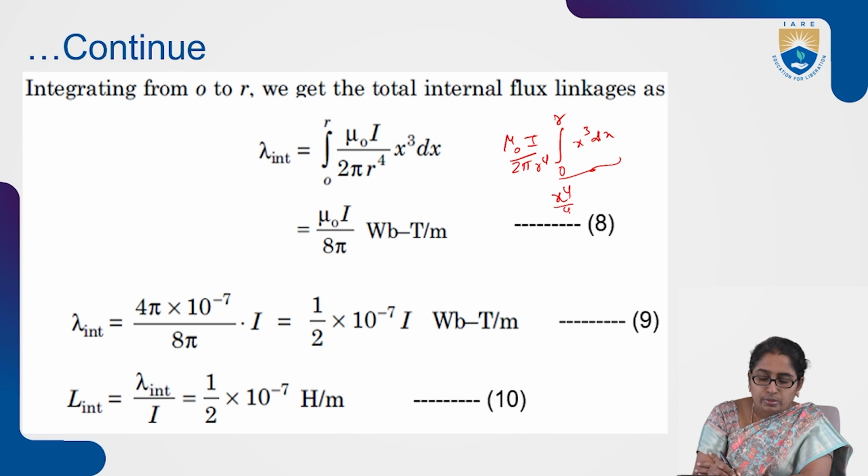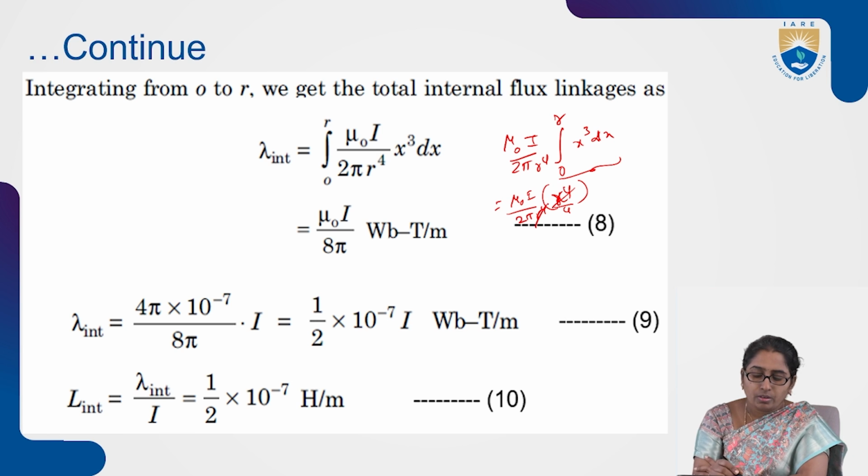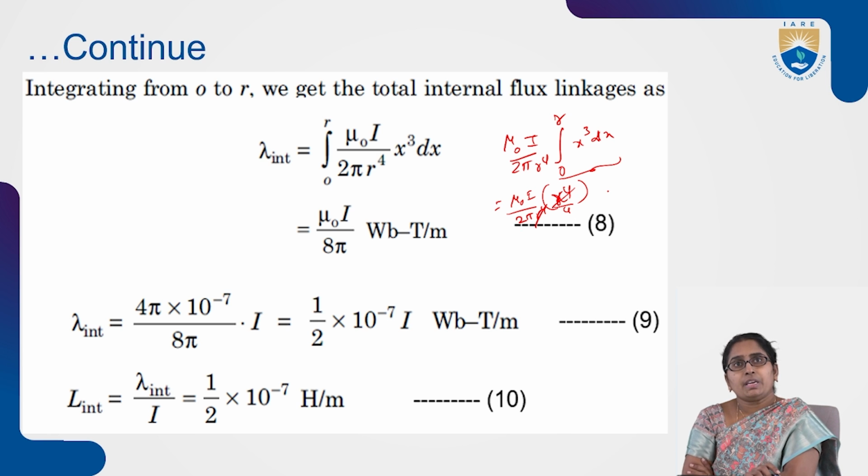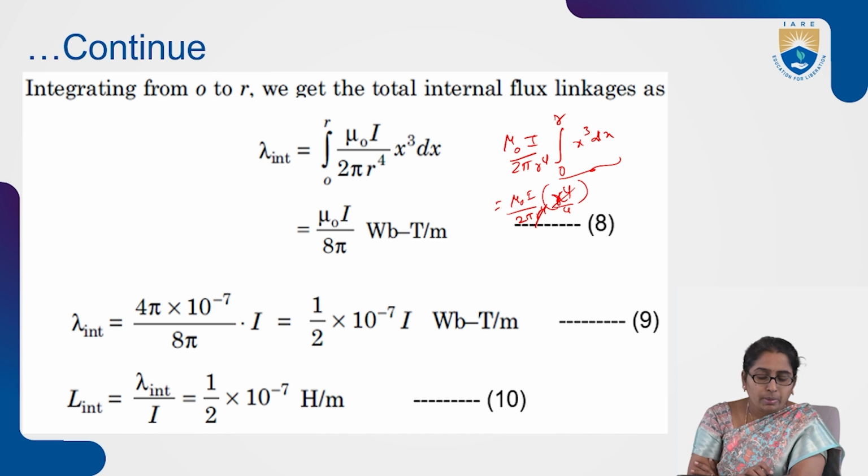If we substitute the limits, r to the power 4 gets cancelled. So what do we have? Mu naught I by 2 pi into 1 by 4. The internal flux linkages is given by mu naught I by 8 pi. This is the expression for psi internal.